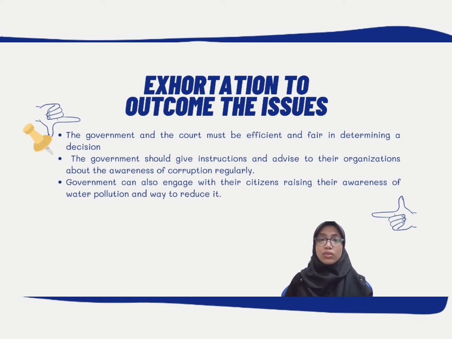For the second issue, the exhortation is that the government should give instruction and advice to their organizations about awareness of corruption regularly. For instance, the government must establish regulations and increase anti-corruption measures among its organizations. This is because having such policies in place without periodic training may not be sufficient for government organizations to prove that they have adequate prevention prepared to combat corruption.